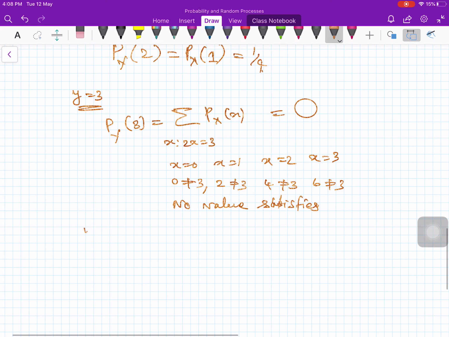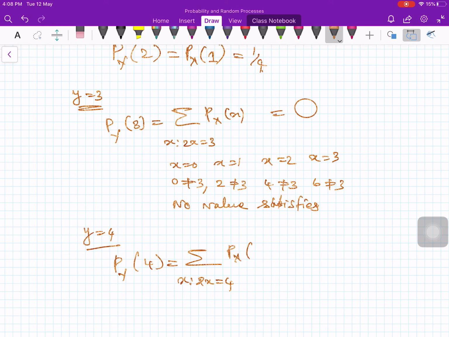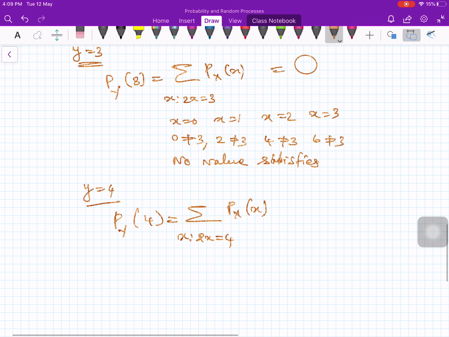Now put y equal to 4. Py of 4 is the sum of px of x, and the summation is taken over all x's that lead to 4. This is px of x, right?